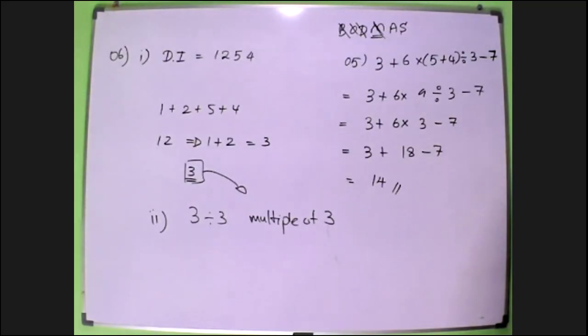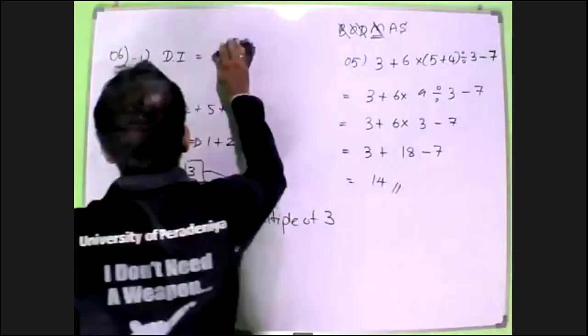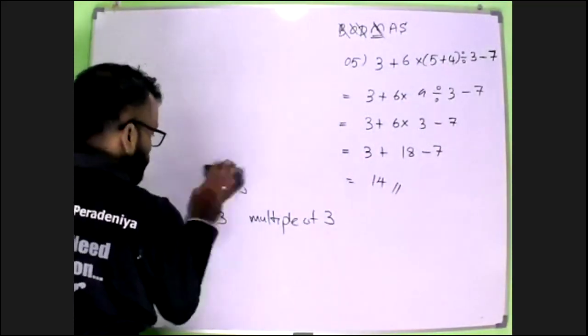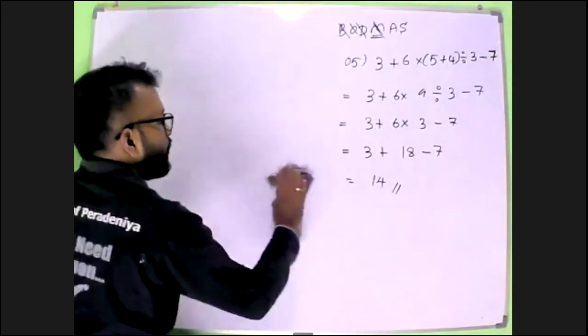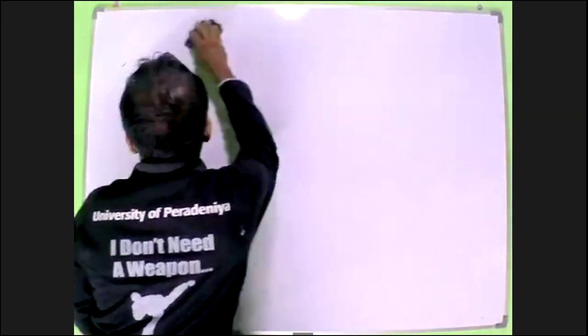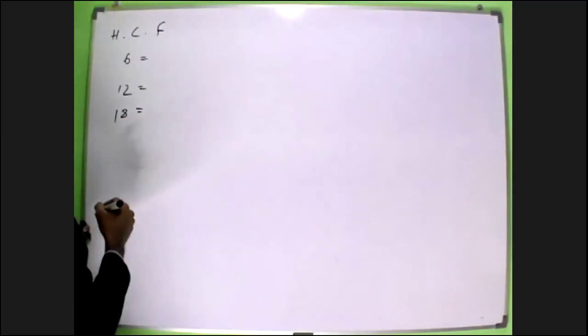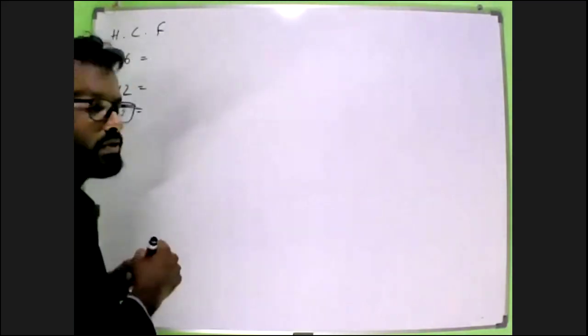Okay, seventh one. Find the highest common factor of 6, 12 and 80. Right? 6, 12 and 80. Highest common factor. So how do you do this one?